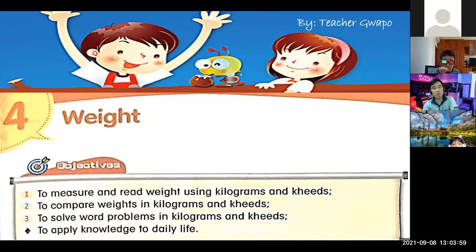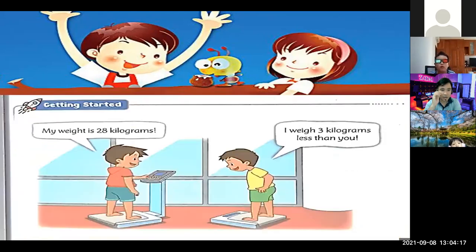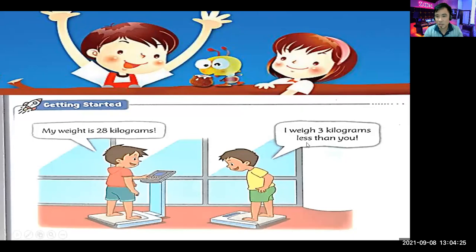Number 3 is to solve word problems involving kilograms and kids. And of course, we must know how to apply the things that we have learned about weight in our daily lives. This is the one that we are going to do this time. My weight is 28 kilograms. And then the other boy said, I weigh 3 kilograms less than you. So that means 28 minus 3. So the boy's weight is 25 kilograms.